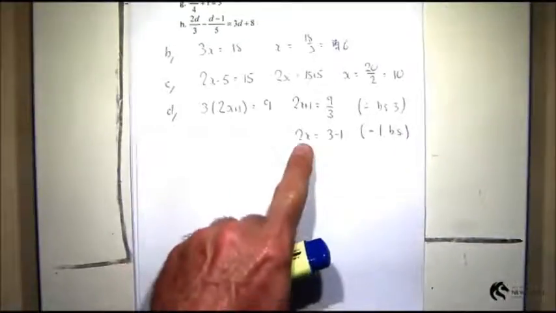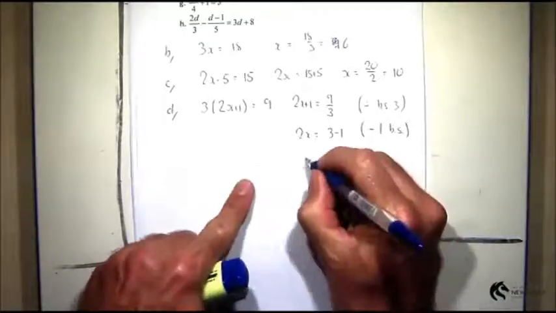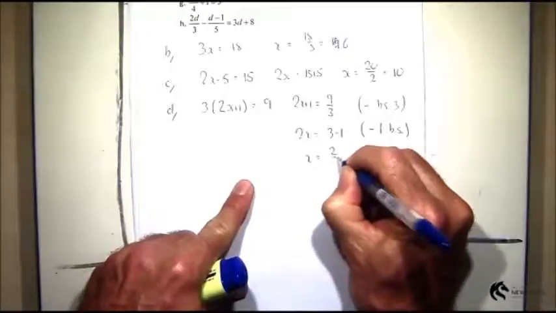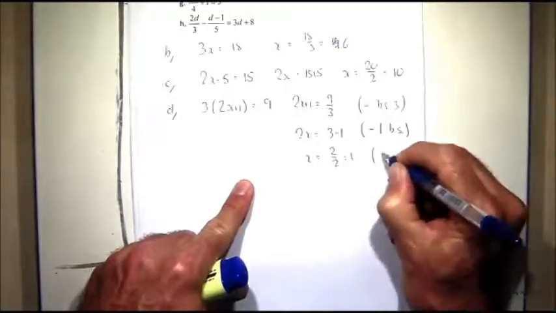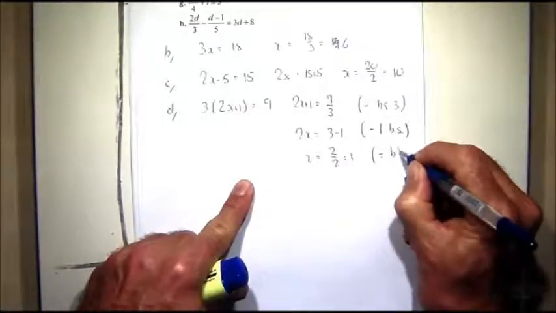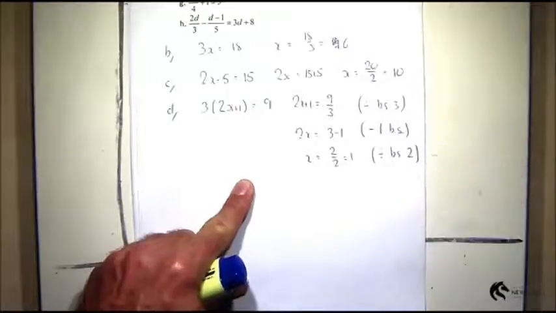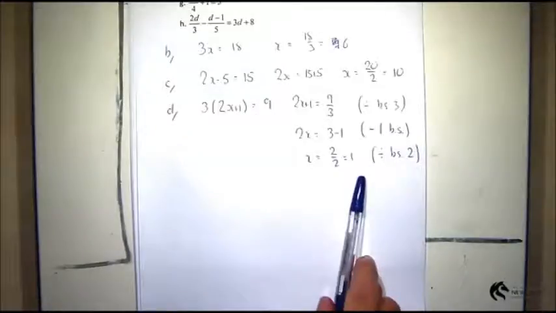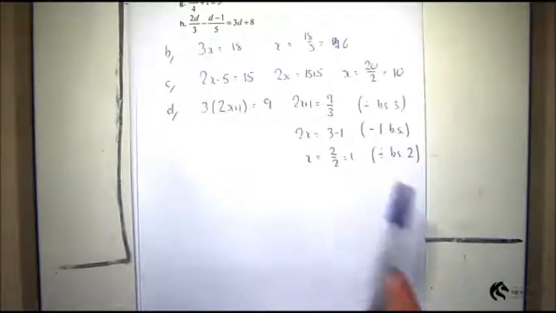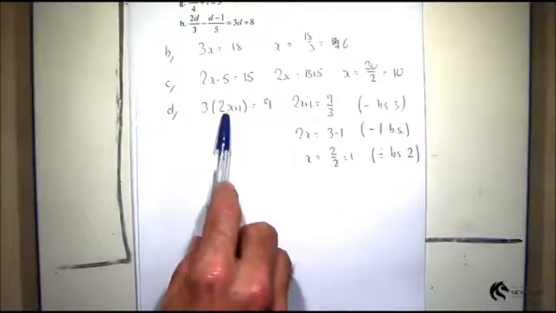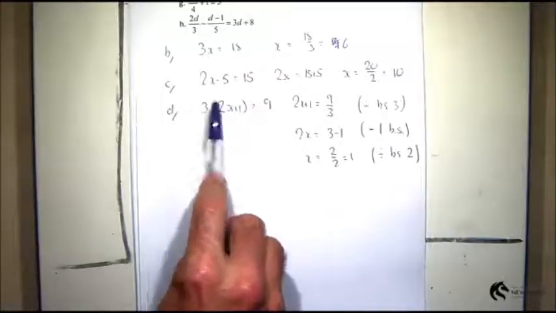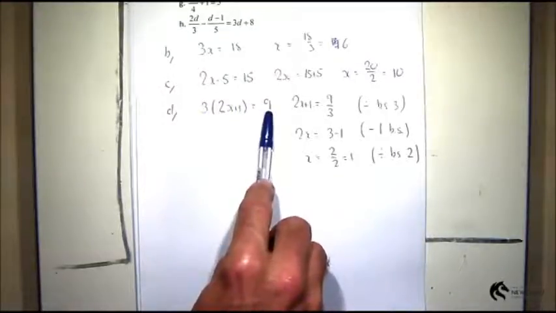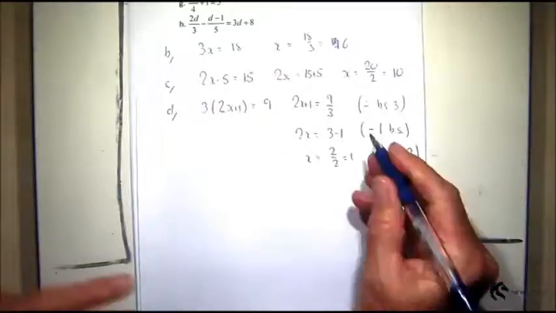And now I divide by 2. So x is equal to 2 divided by 2, I get 1. I've divided both sides by 2. So I believe the answer is x is equal to 1. I go back and check it in the original equation. 2 times 1 is 2, plus 1 is 3, 3 times 3, 9. So it checks out, so I say, well done me.